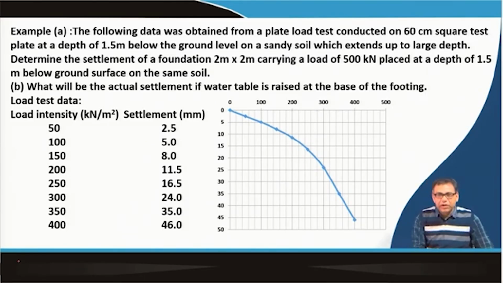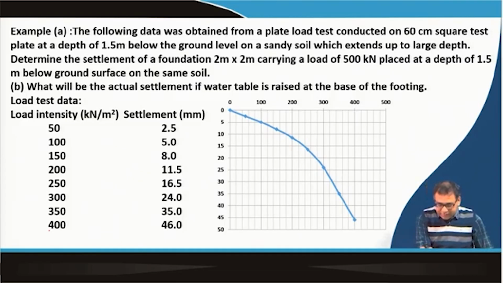So, today I will use that plate load test data to decide what the settlement would be, and whether that settlement is sufficient or not for the particular dimension chosen based on that plate load test data. The load intensity is given from 50 to 400 kilonewton per meter square and settlement is given from 2.5 millimeter to 46 millimeter. Based on that we have drawn a load versus settlement curve.